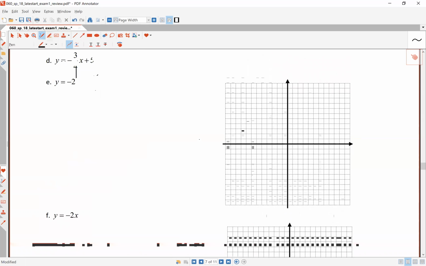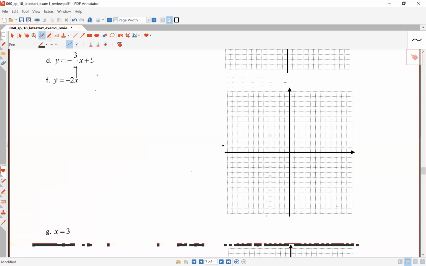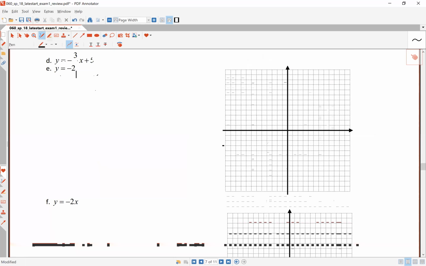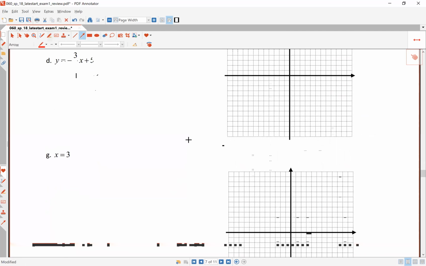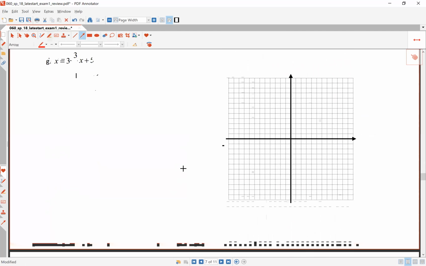Thank you. Now look at these problems right here: y equals negative 2, y equals negative 2x, x equals 3. When it's just y equals a number, as opposed to y equals negative 2x, this means that y is always negative 2. So this is a horizontal line. Everywhere where y is negative 2 is along that horizontal line right there. Whereas if I say that x is always positive 3, that means it's always going to be on the vertical line through x equals 3.